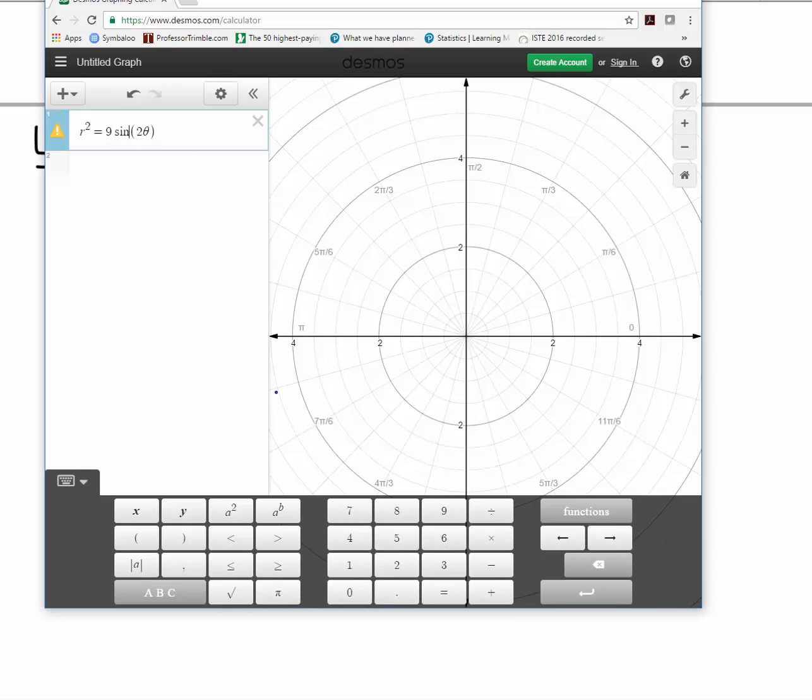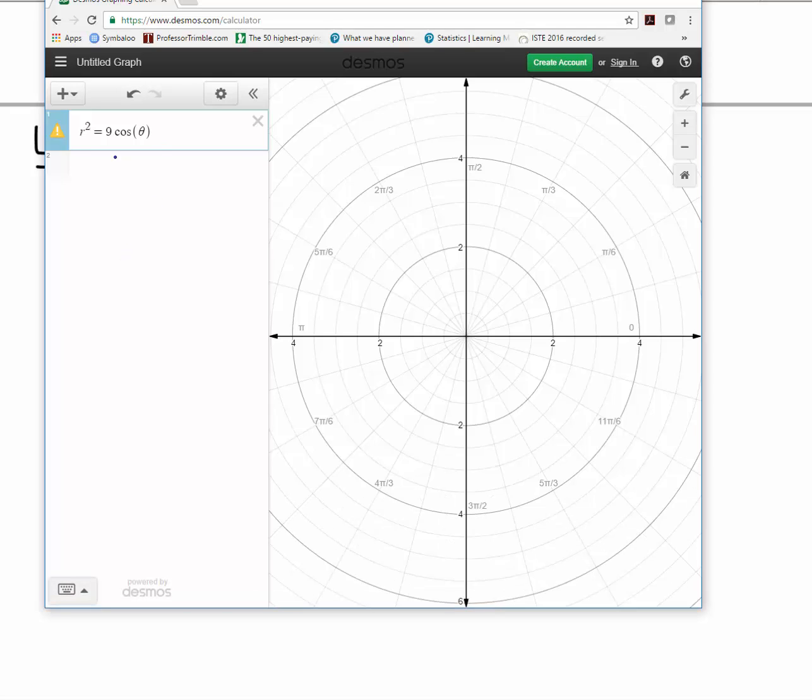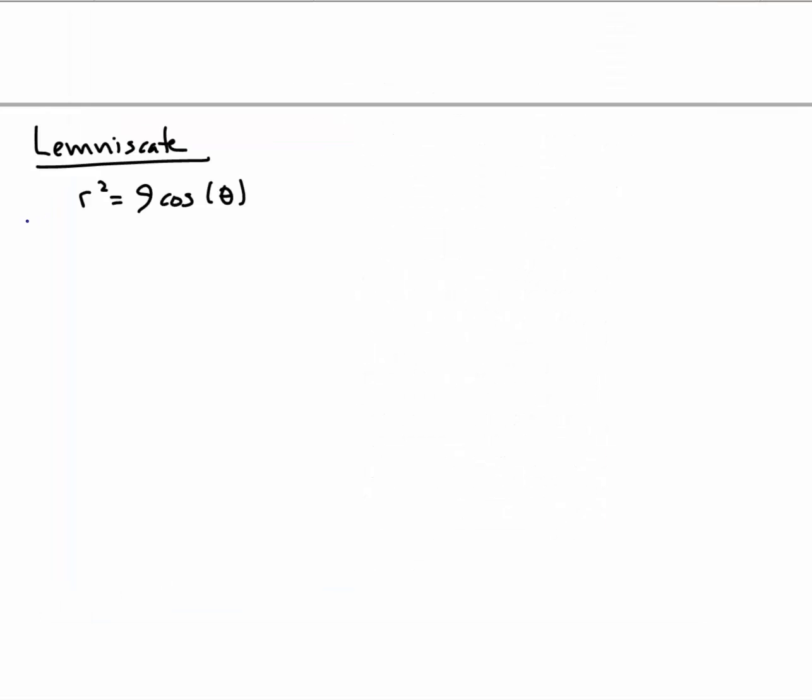And I don't know, maybe this won't graph it. Maybe it doesn't have the ability to graph something this complicated. So yeah, it doesn't. See my exclamation point here. So it only can be in terms of r. They don't do r squared. So I'll show you a quick sketch.